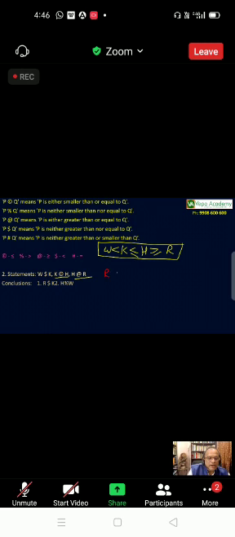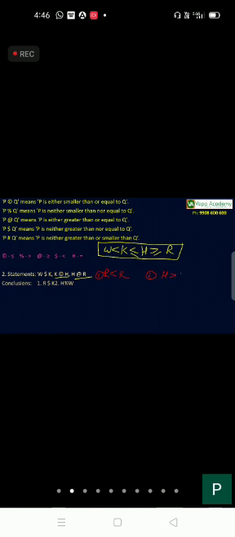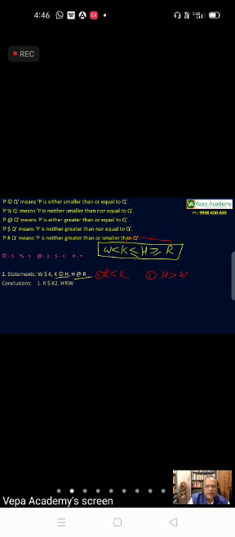Now conclusion number 1. R dollar K means what? R is less than K. And the second one, H percent W means H is greater than W. Now we see where is R, where is K. R is here, K is here. So we have to focus on this segment. In this segment, what do you see? K less than or equal to H, H less than or equal to R.